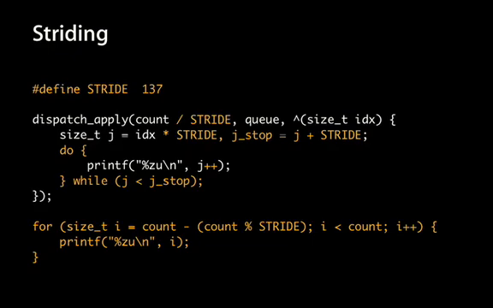And this makes sense. If we're striding to become faster, then anything less than our stride probably isn't worth doing concurrency.